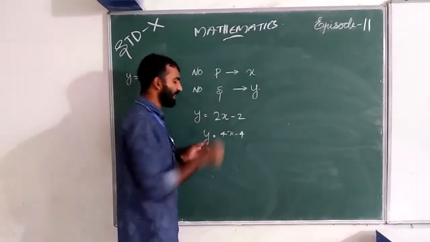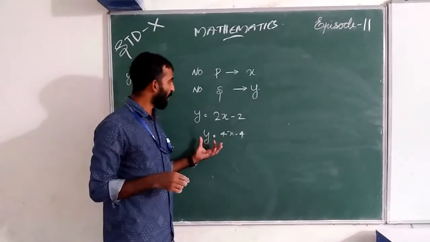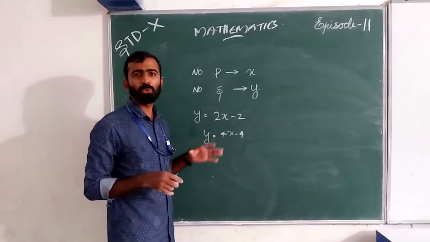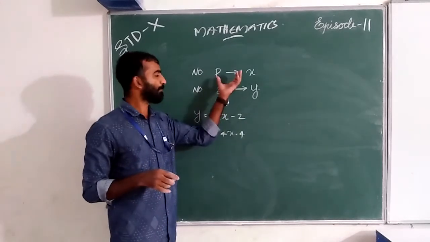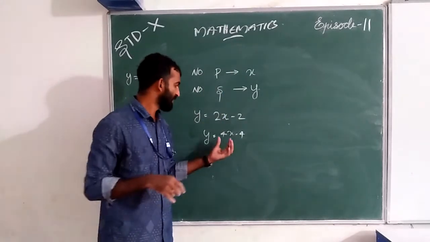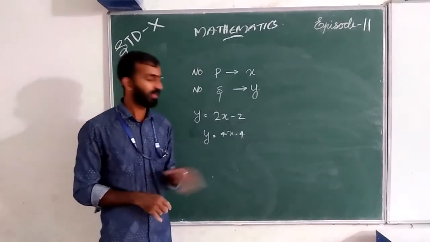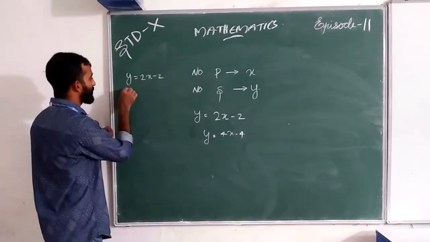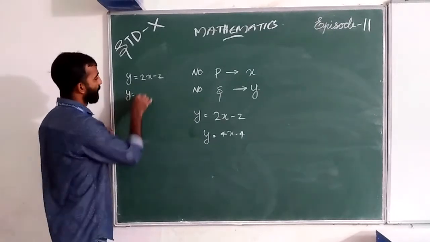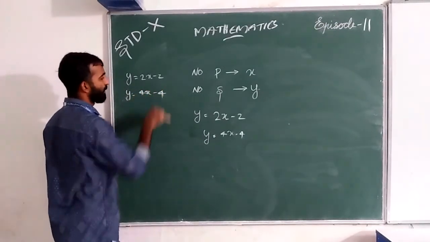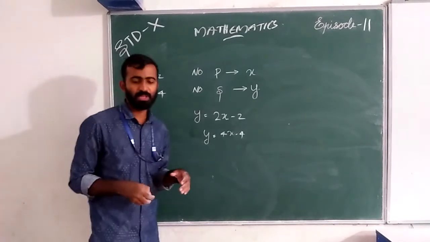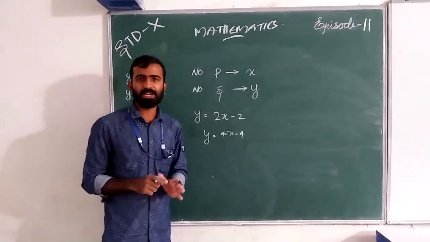So from the condition, the number of shirts is equal to 4 times pants less than 4. I can write 4x minus 4. That is, our second equation is y equal to 4x minus 4.